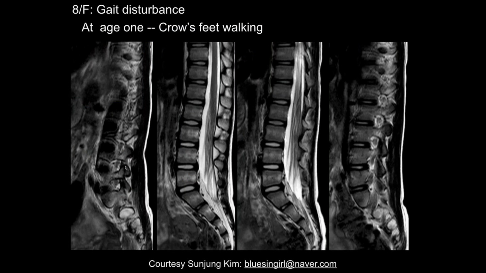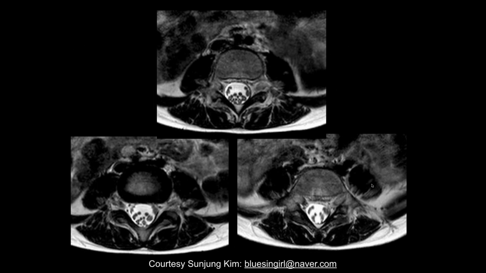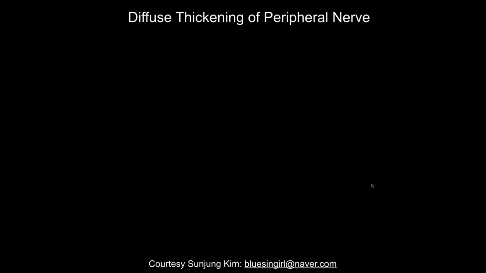Okay, Thomas. 8-year-old female with gait disturbance, at age 1, crow's feet with walking. So it looks like the nerve roots are also thickened. They look very thickened, and they're filling up the neural canal. Right, and yeah, they're thickened there.